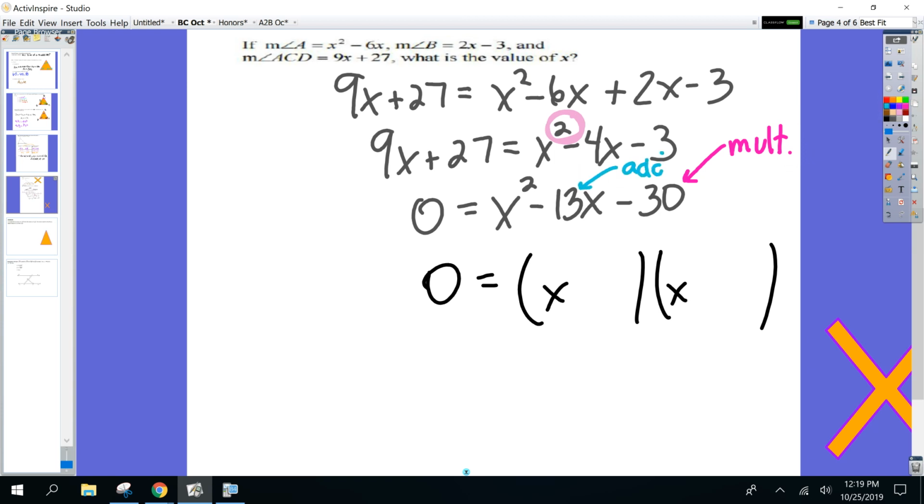This is a tricky one because you're going to think of a pair right away and it may not work. So I'll let you discuss it. Remember, it's got to multiply to negative 30 and at the same time add to negative 13. I know you're going to think of a pair right off the bat, but it may not work.